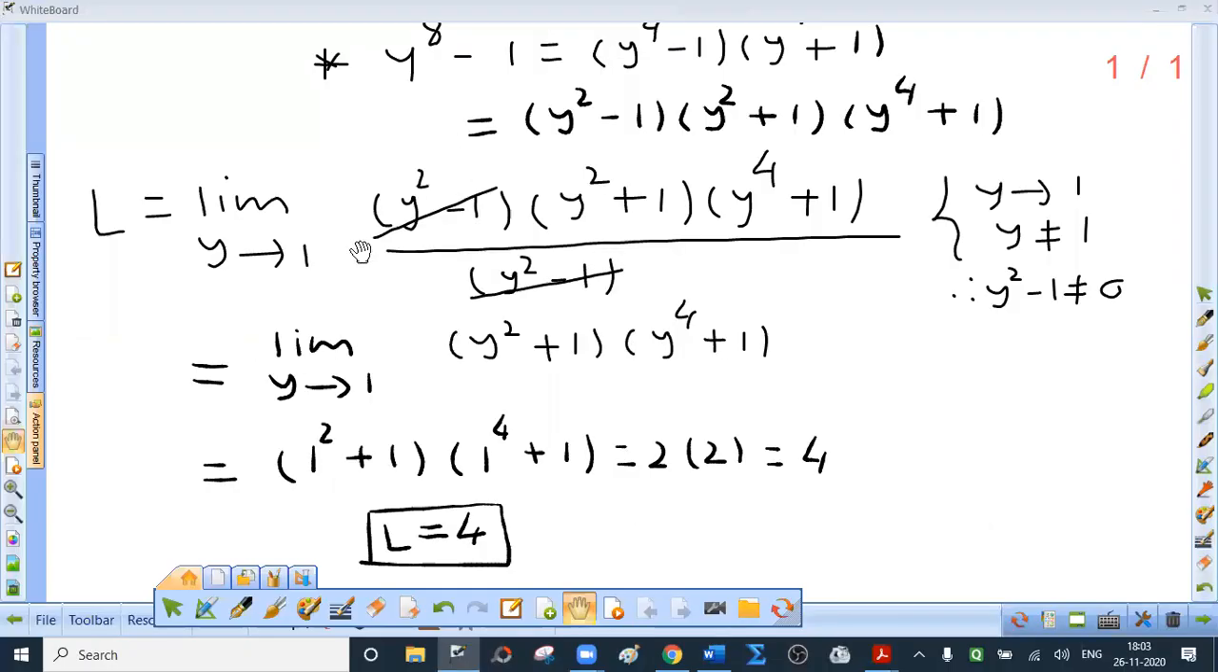So limit y tends to 1, (y square minus 1)(y square plus 1)(y raised to 4 plus 1) upon y square minus 1. Y square minus 1 gets cancelled. Why can we cancel that? Because y only tends to 1, not equal to 1, so y square minus 1 is not equal to 0. Now take the limit. To take the limit means to replace every y by its limiting value, which is 1. So 1 plus 1, that is 2, into again 2. So 4. Final answer is L equal to 4.